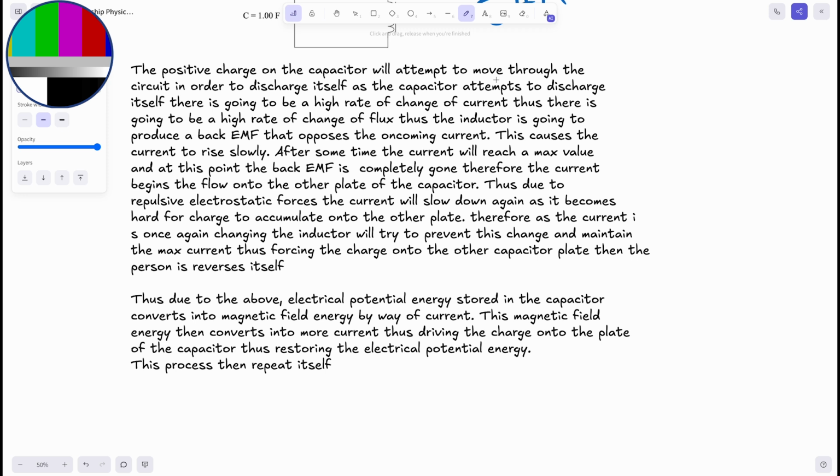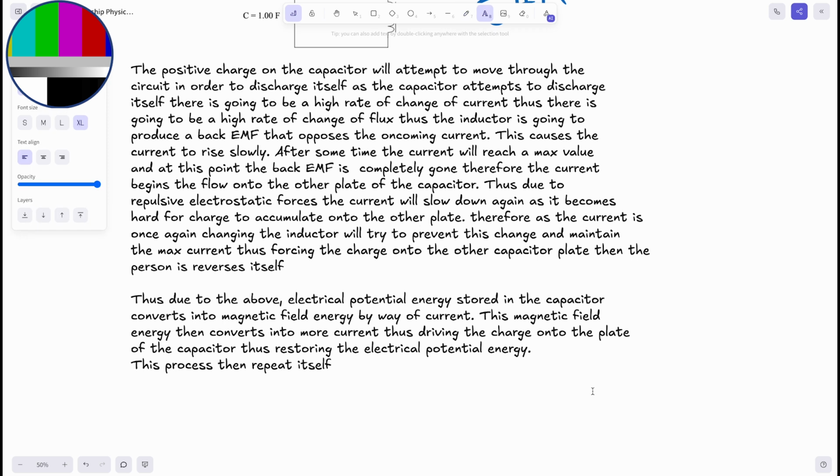At this point, the back EMF is completely gone, and therefore the current begins to flow onto the other plate of the capacitor. Thus, due to repulsive electrostatic forces, the current will slow down again as it becomes harder for charge to accumulate onto the other plate. Therefore, as current is once again changing, the inductor will try to prevent this change and maintain the max current, thus forcing the charge onto the other capacitor plate. Then the process reverses itself.